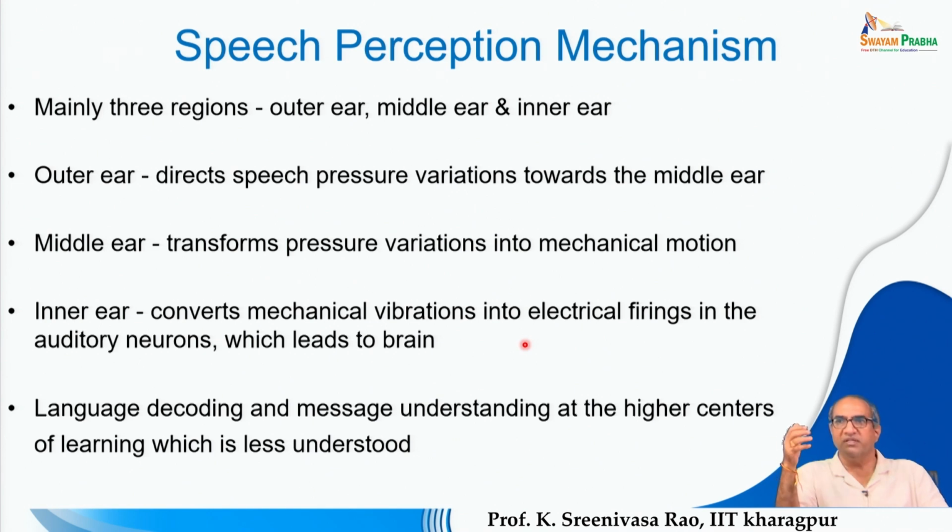Auditory nerve, and this auditory nerve will carry these electrical firings, and they reach the higher centers of the brain, where the language decoding and message comprehension, understanding will take place. And here it's very difficult to visualize, or difficult to understand, how exactly all these things are happening inside our perception mechanism, perception system.